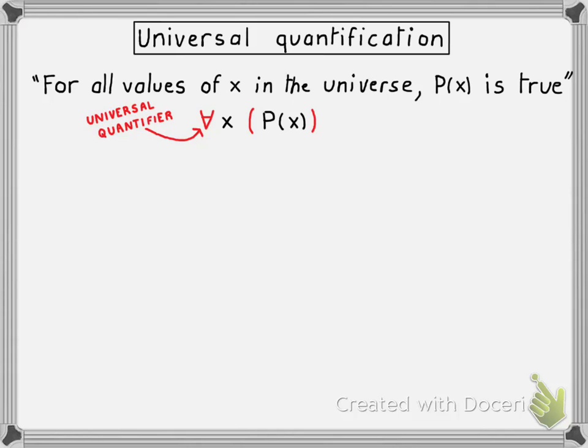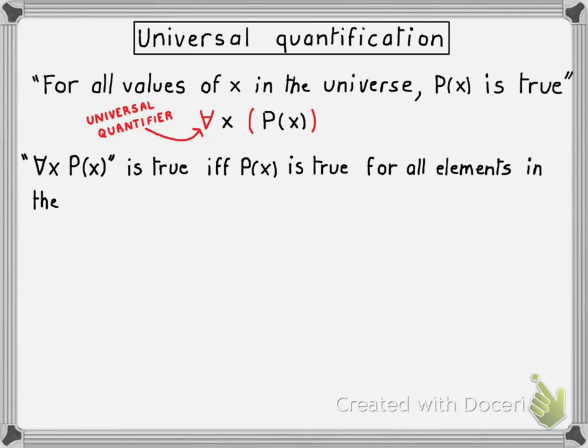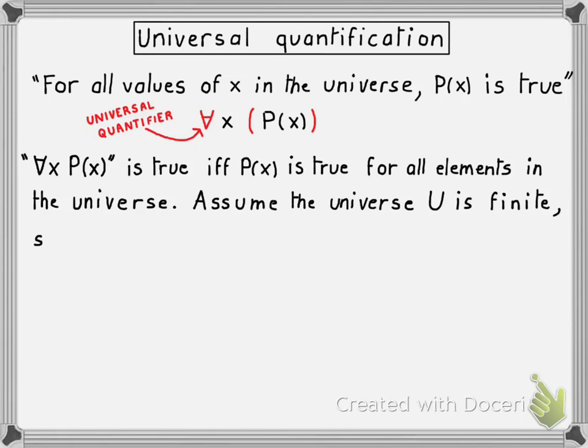But what does it mean for all x, P of x to be true? Well, here is the definition. For all x, P of x is true if and only if P of x is true for every element in the universe of x. So what does that mean more specifically? Well, let's assume for a moment that the universe is a finite set comprised of the elements, for example, x1, x2, all the way up to xn.